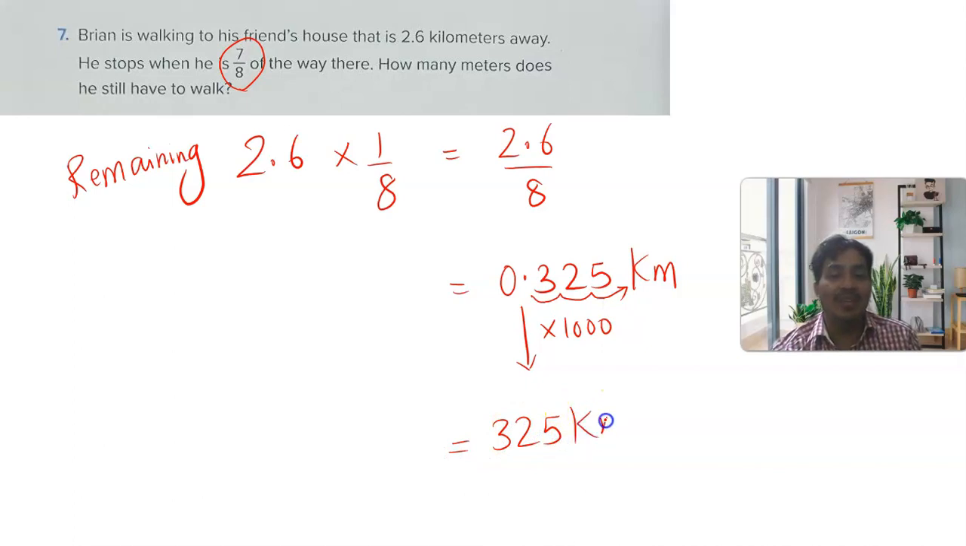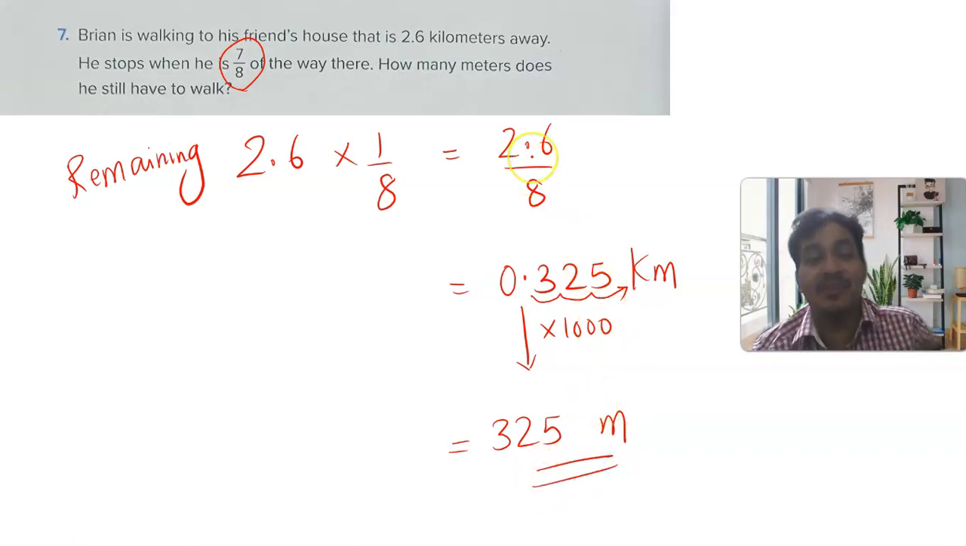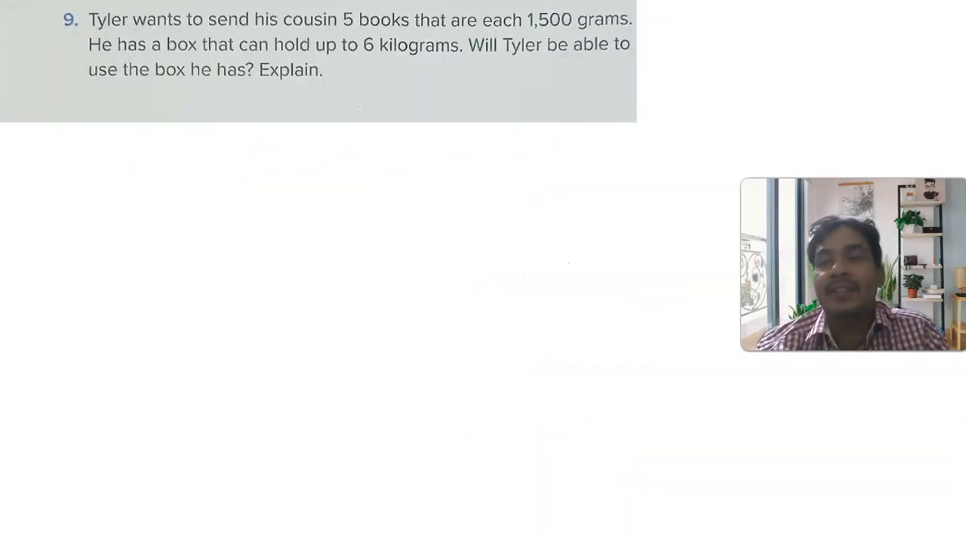325 kilometers. Okay, oh sorry, meters. 325 meters, because we have converted kilometers to meters. Is that okay? Okay, next.